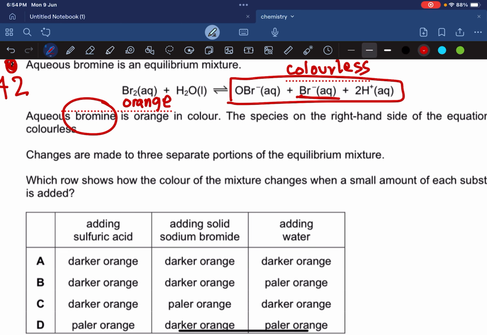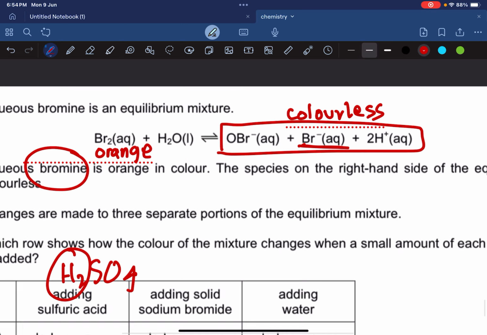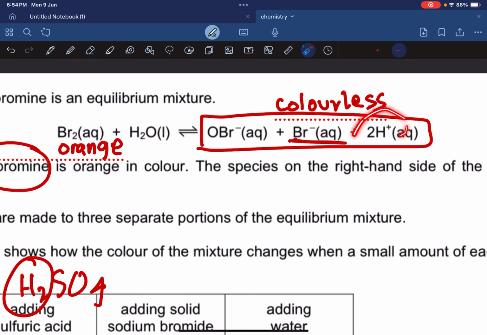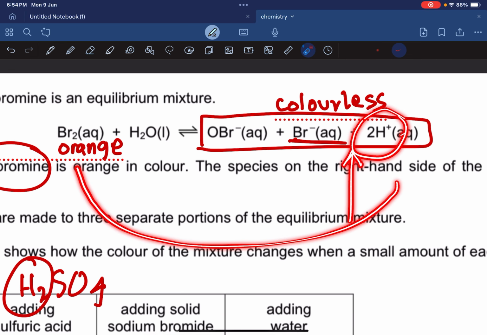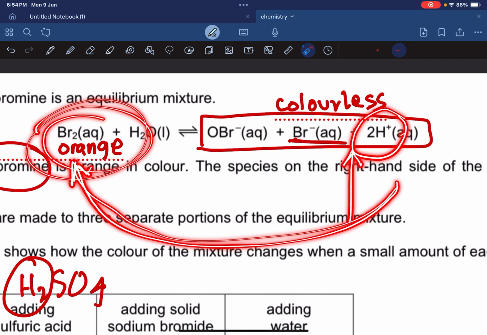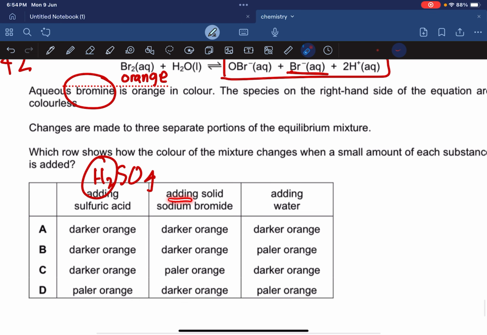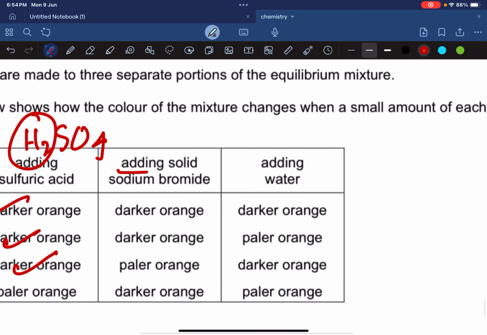Try to think about it like this. H2SO4 gives H plus ions. If I add sulfuric acid, my H plus ions are going to increase. And when my H plus ions increase, to decrease them, equilibrium is going to move backward. And when equilibrium moves backward, it's going to become darker orange. That's correct.